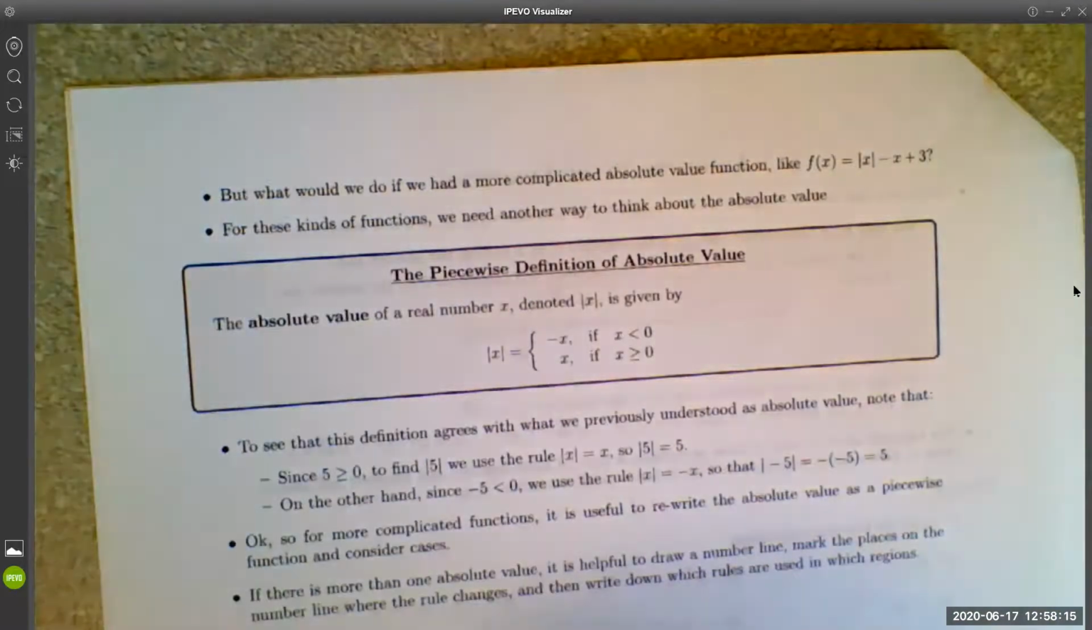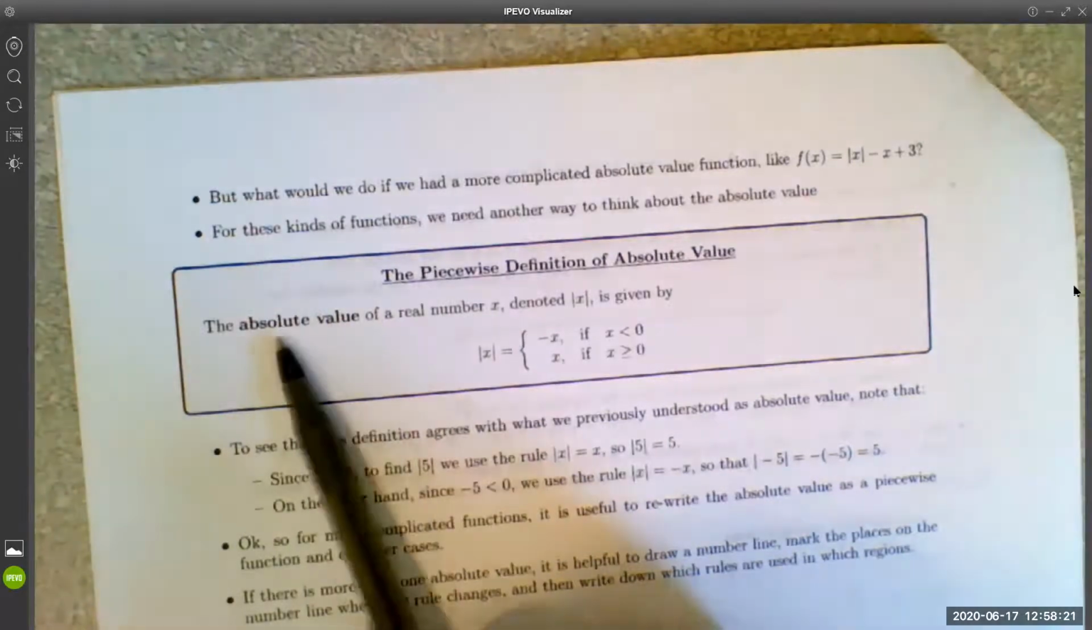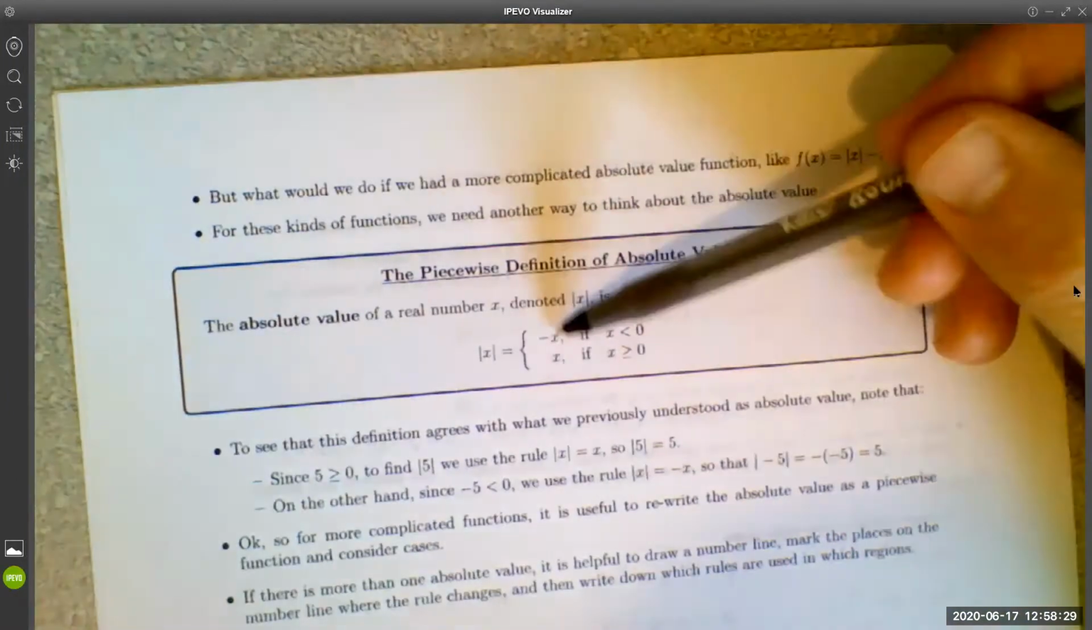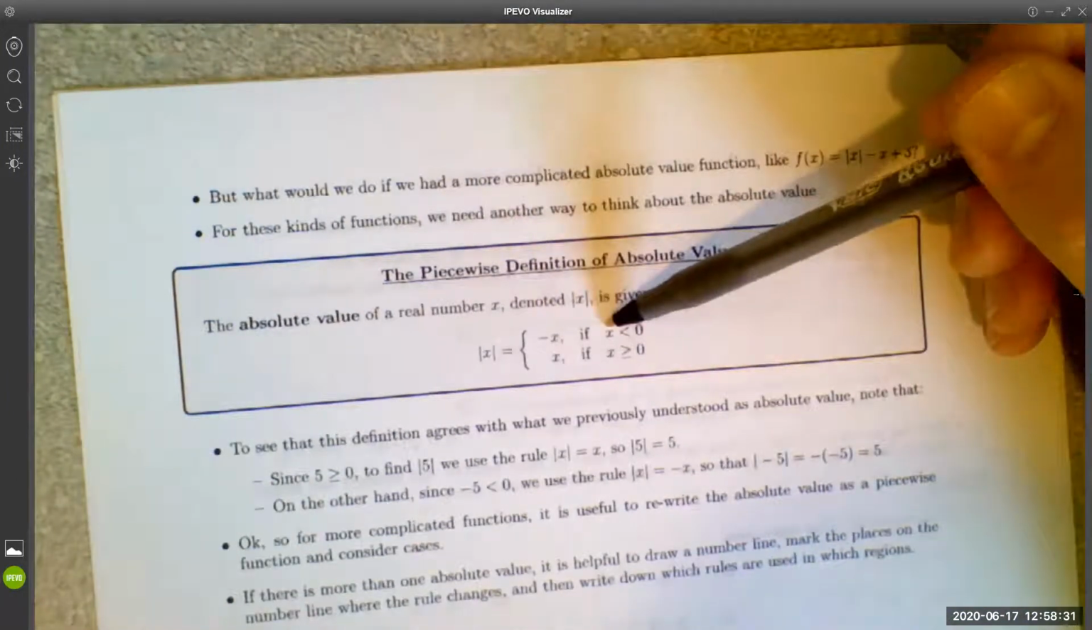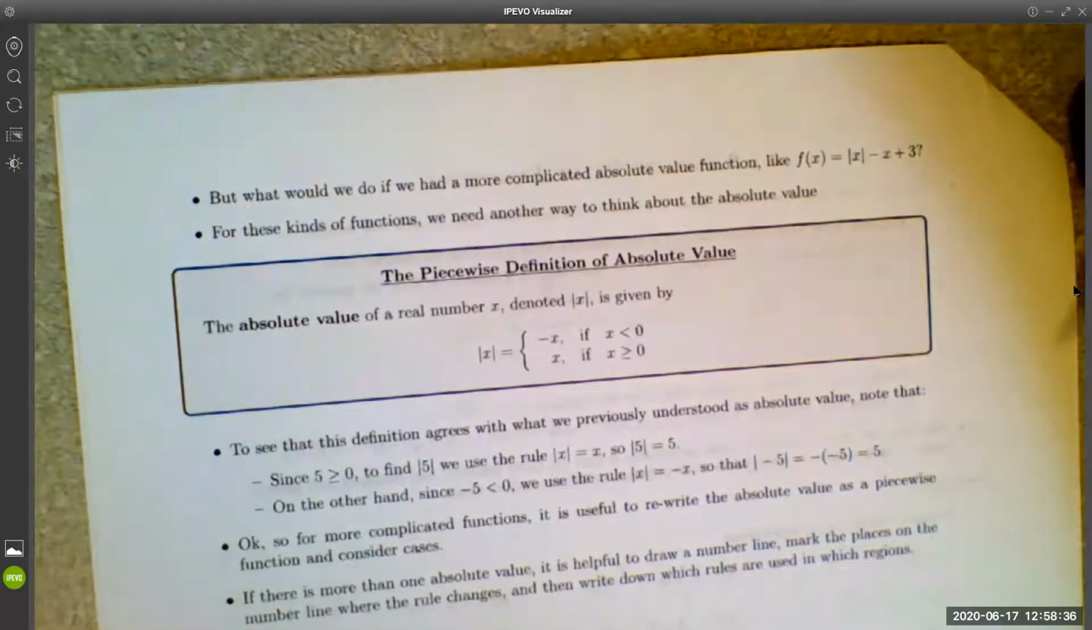Okay, so the absolute value of a number can be defined in terms of a piecewise function in this way. We say the absolute value of x is going to be negative x if x is negative, and positive x if x is positive. Okay, think about it.